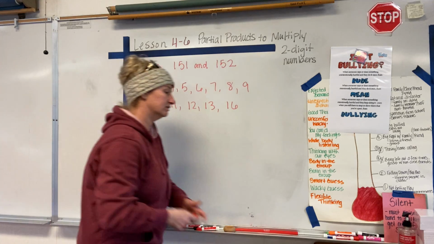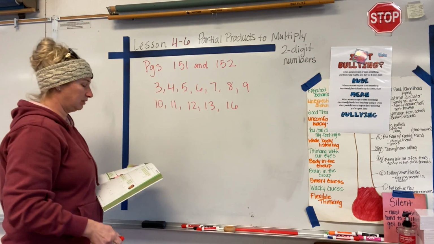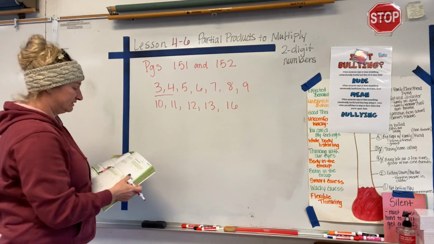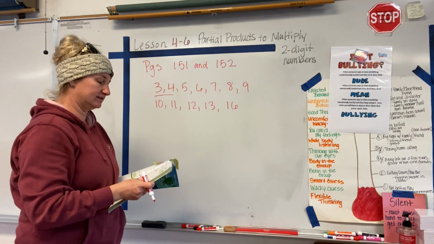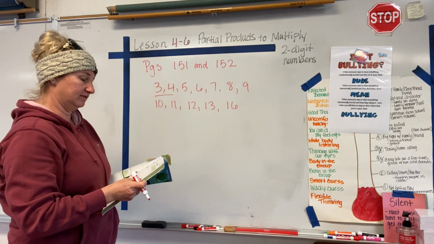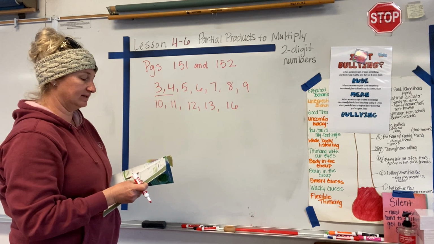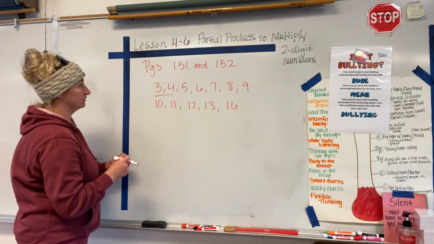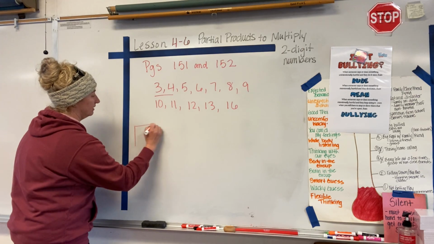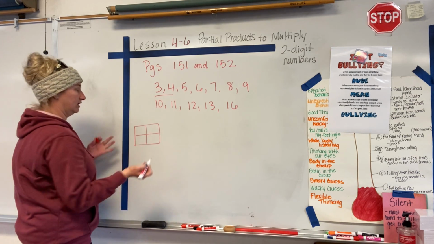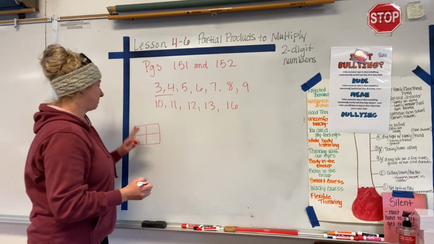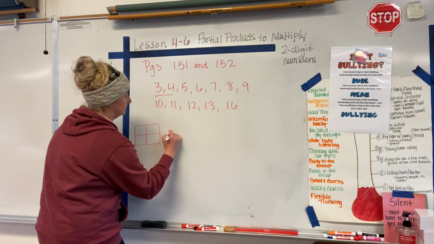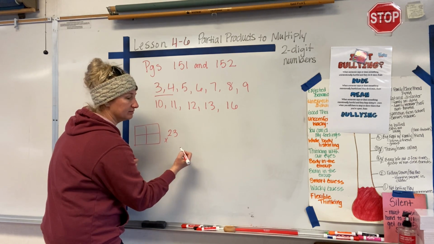Okay, and let's just read through the directions. Okay, so for problems 3 and 4, it says find all the partial products, then add to find the final product. Draw area models as needed. So if you need to do an area model for 3 and 4, you can. Okay, it says you can. So you would draw your area model and find your partial products for 3 and 4 if you want to. Otherwise, you just list the partial products.